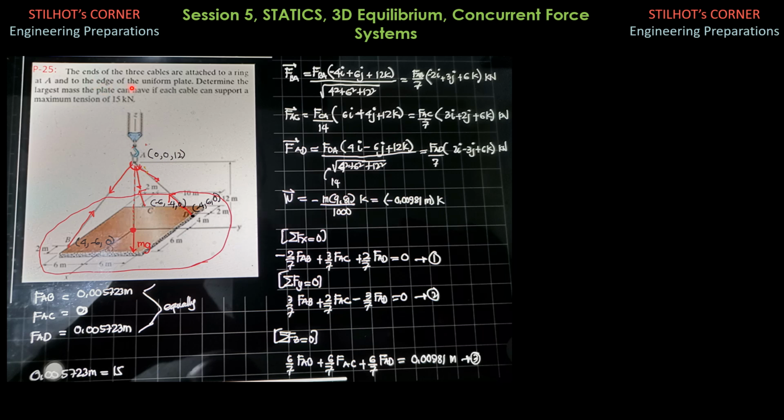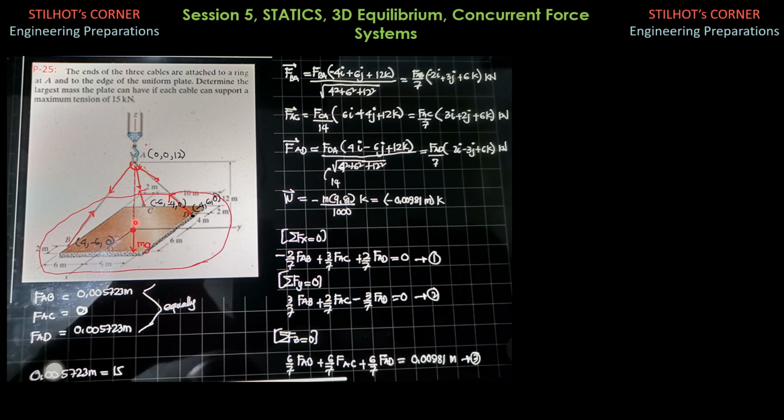So this is the second problem. The ends of the 3 cables are attached to a ring at A. This is this. And to the edge of the uniform plate. Determine the largest mass the plate can have if its cable can support a maximum tension of 15 kilonewtons. So the maximum tension that its cable can hold is 15 kilonewtons. So that means beyond that value, the cable breaks.